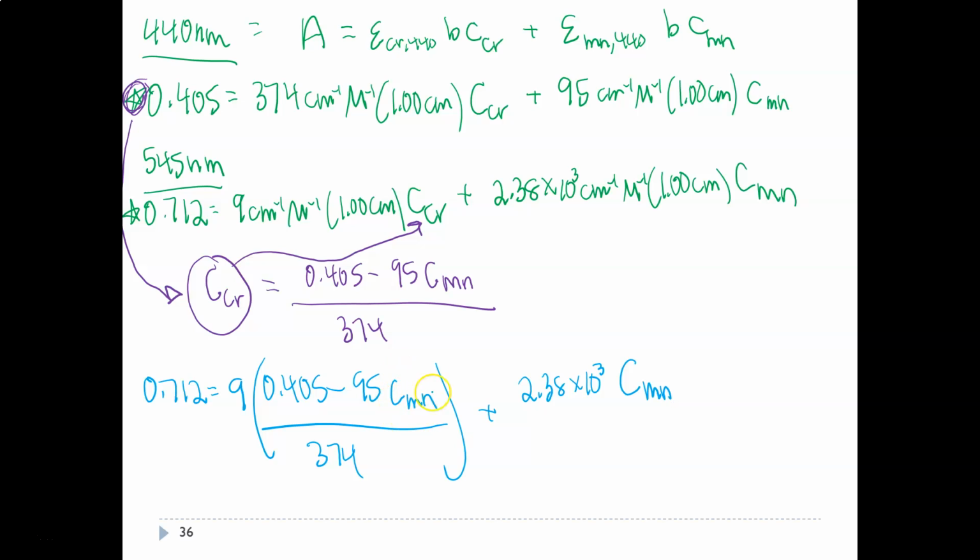So what we have is this variable and this variable are the same. So we have to do some algebra here. We need to simplify this whole mess and then combine like terms. Get all the concentration of manganese on one side and the ones that don't have a variable on them on the other side to solve for this. So I'm going to skip some of that algebra, I'm skipping a couple steps.